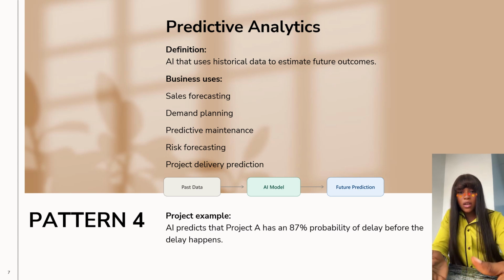What this AI does is notice patterns. It then predicts that your current project has an 85% chance of being delayed. This gives the team enough time to take action before the problem occurs. So predictive AI helps organizations become proactive instead of reactive.